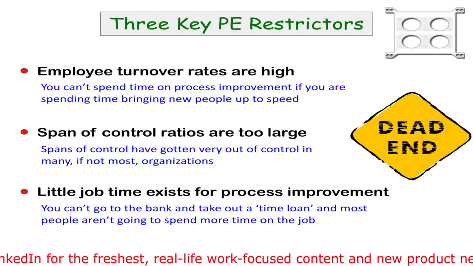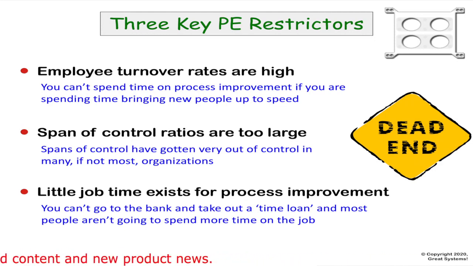3 key operational excellence restrictors. Employee turnover rates are too high. You can't spend time on process improvement if you are spending time bringing new people up to speed. Span of control ratios are too large. Spans of control have gotten very out of control in many, if not most organizations. Little job time exists for process improvement. You can't go to the bank and take out a time loan, and most people aren't going to spend more time on the job.